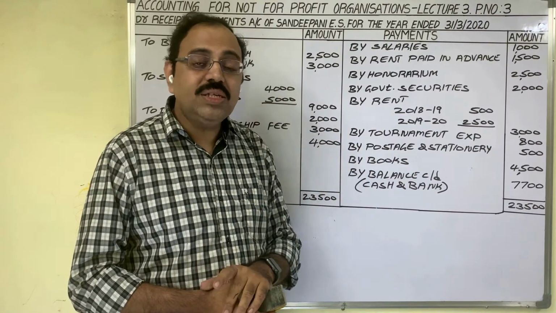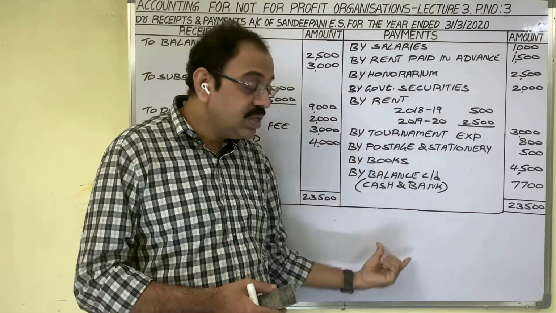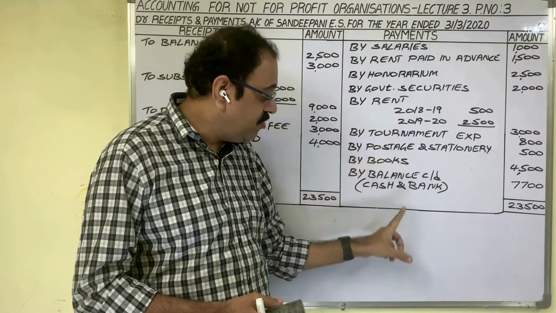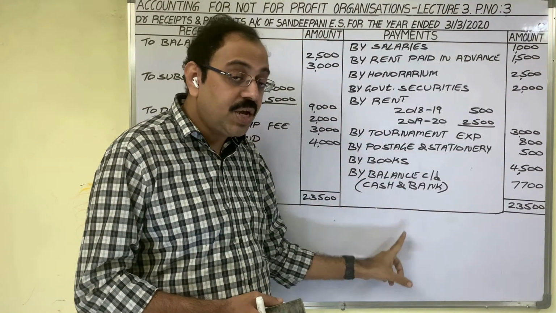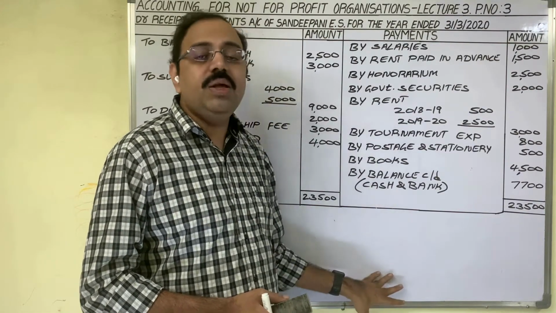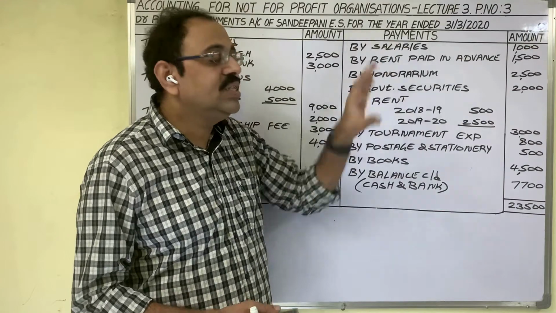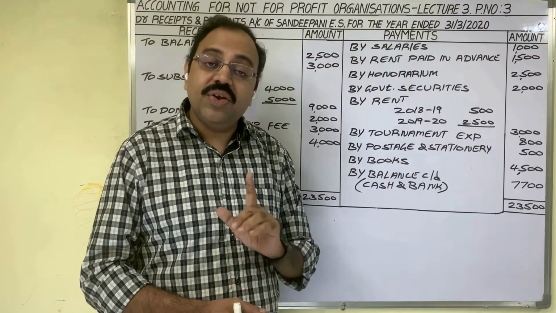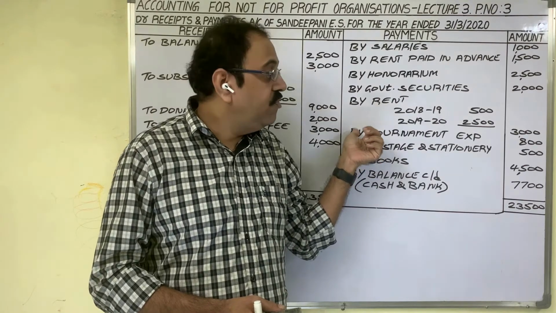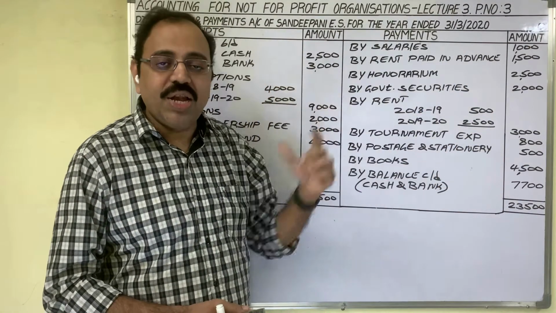Third advantage is it helps to prepare further financial statements. After receipts and payments account, we prepare income and expenditure account and balance sheet now. So these two are conveniently prepared with the help of receipts and payments account. The reason is, in case of receipts and payments account, we show the consolidated values.